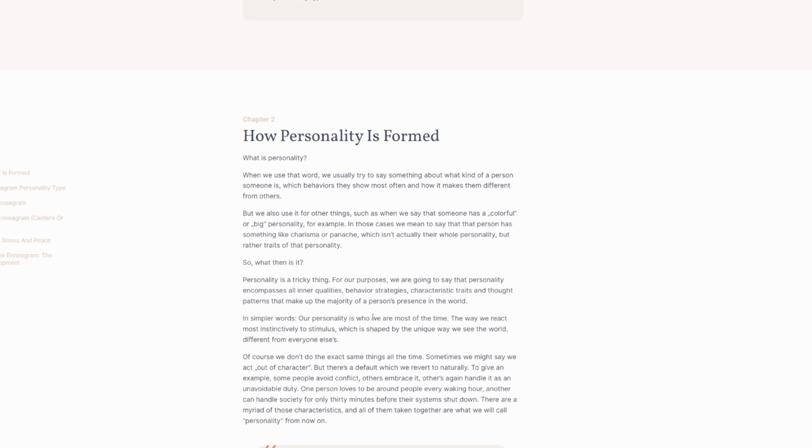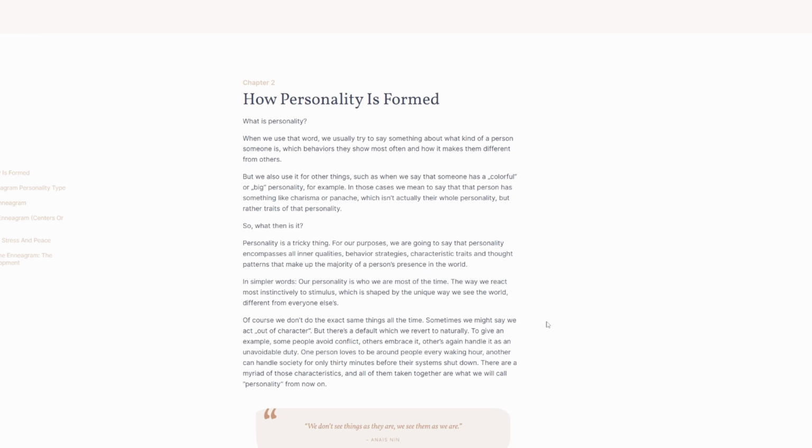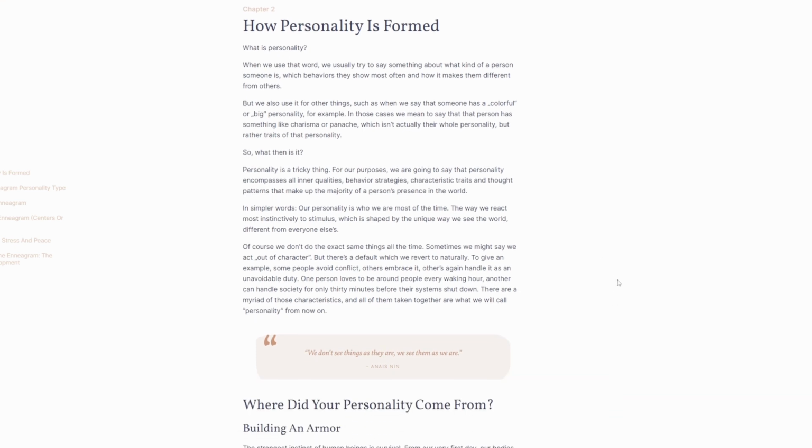Our personality is who we are most of the time, shaped by the unique way we see the world, different from everyone else's. Of course, we don't do the exact same things all the time. Sometimes we may act out of character. There's a default which we revert to naturally. To give an example, some people avoid conflict. Others embrace it. Others again handle it as unavoidable duty. One person loves to be around people every waking hour. Another can handle society for only 30 minutes before their system is shut down.